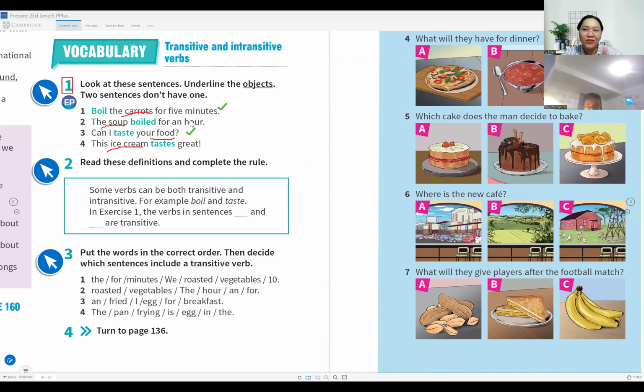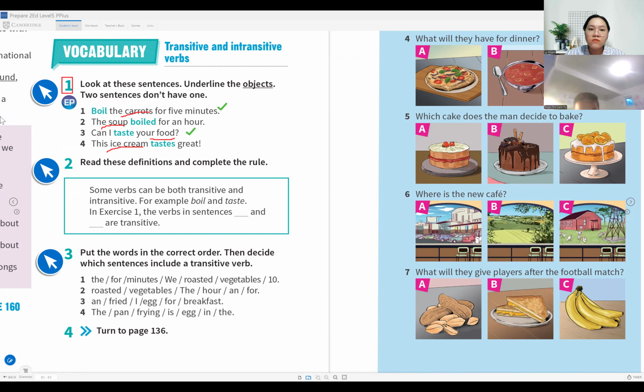Just for an hour, the phrase with for to talk about the time, right? Or the purpose. And then number four, this ice cream is the subject, tastes, and after that, great is an adjective, not an object, because an object must be a noun or a noun phrase. So again, for number one and number three, there are some objects, the carrots and your food. But for number two and number four, we don't have any objects here.